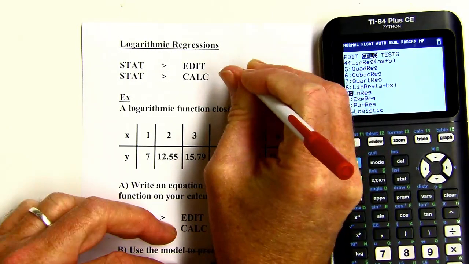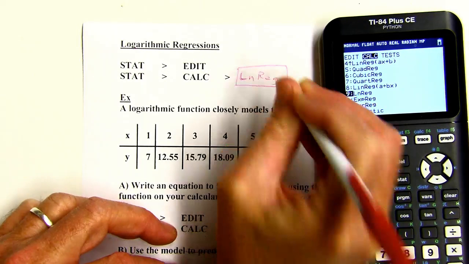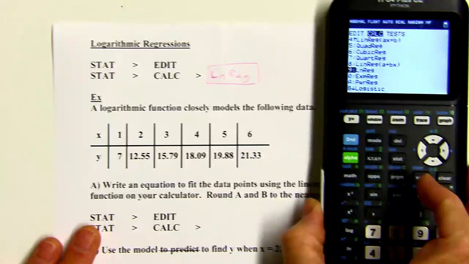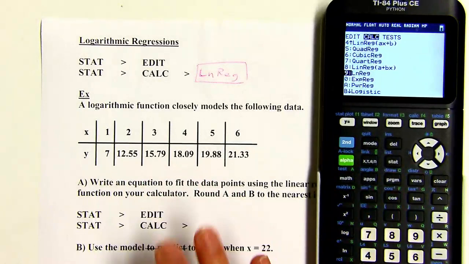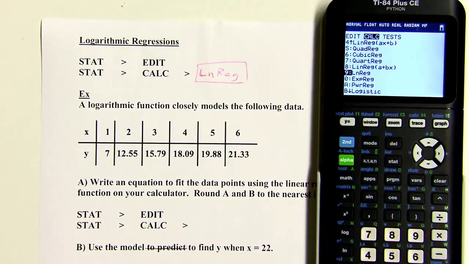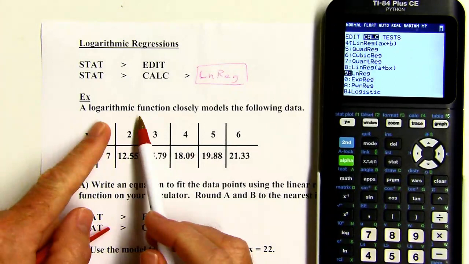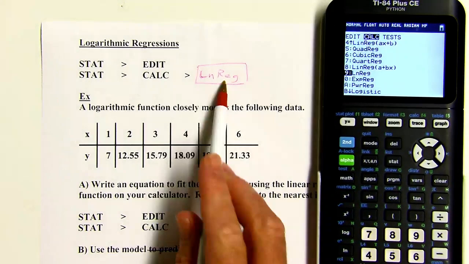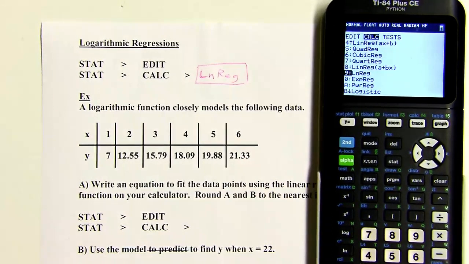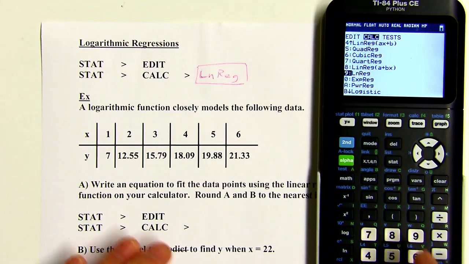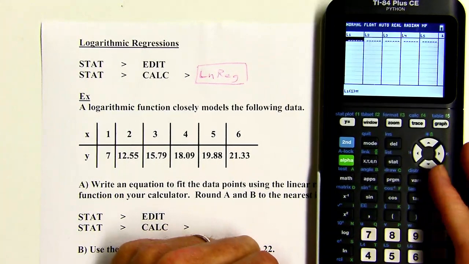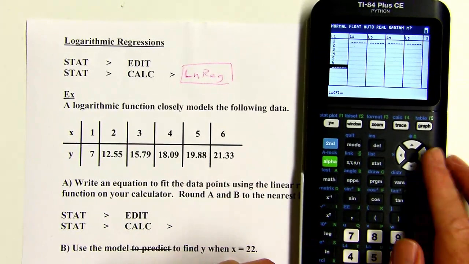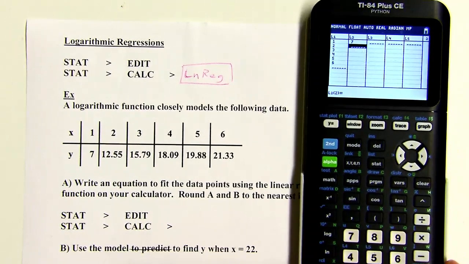Okay, these ones, there's no good test that we can do, at least with the tools we have at our disposal at this point. Looking at an XY table, there's no good way to tell that that's going to be logarithmic. But this problem just tells us a logarithmic function closely models the data. So that tells me, okay, I'm going to do a log regression. So I'm going to do a natural log regression, okay? So let's input this data table. 1, 2, 3, 4, 5, 6 for my x's. And, okay, I'll put the rest in here.